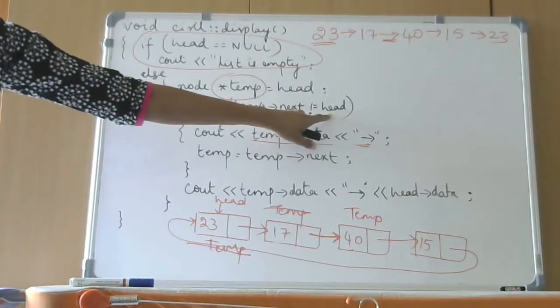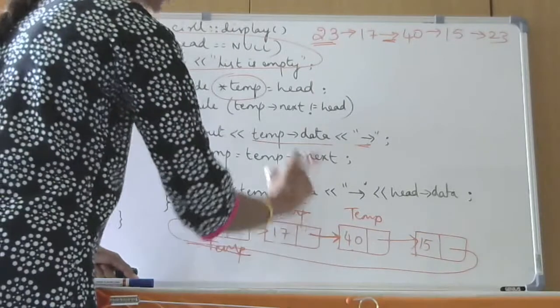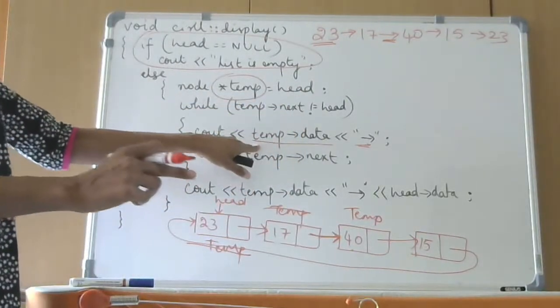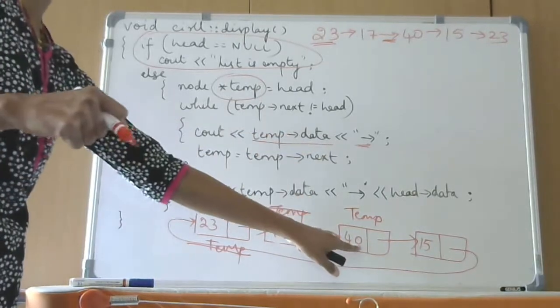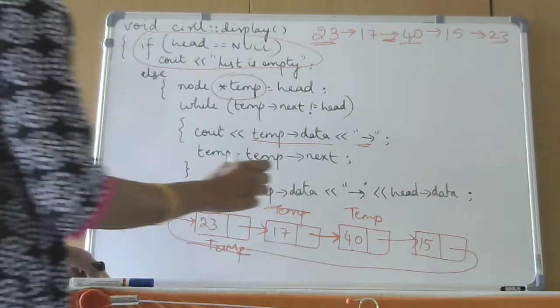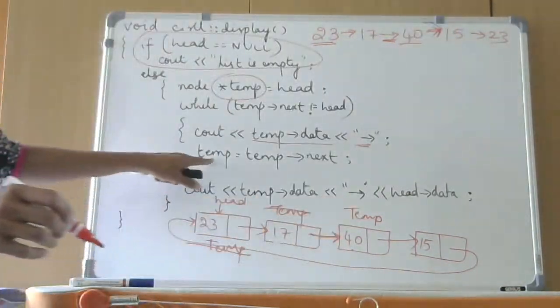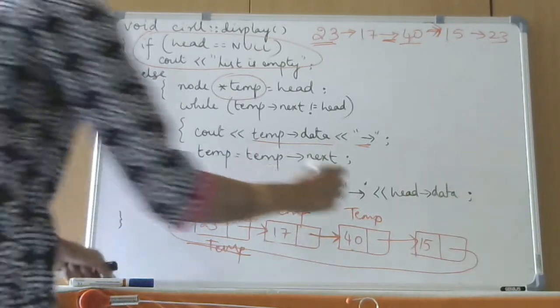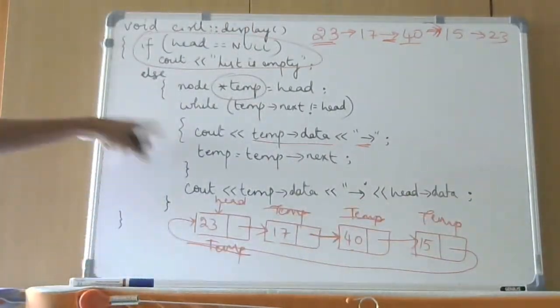You will go back again. Temp of next is not equal to head. Temp of next is pointing to 15. It is not pointing to head. So, the condition is satisfied and you will come here again. Cout temp of data. What is temp of data? 40. So, I will display 40 and that arrow. Then, temp is equal to temp of next. So, again, this will become temp. Again, I will go back.